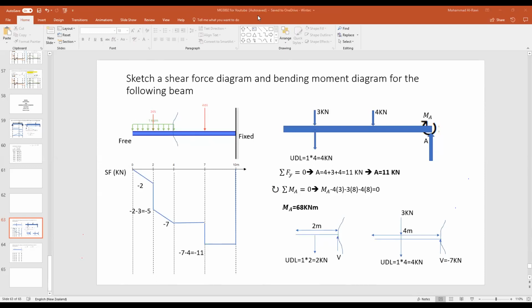Why is it a minus? And I didn't get it, how you got the V and how is it 7 kilonewtons. Okay, so I'll go through this again to make sure you all got it.